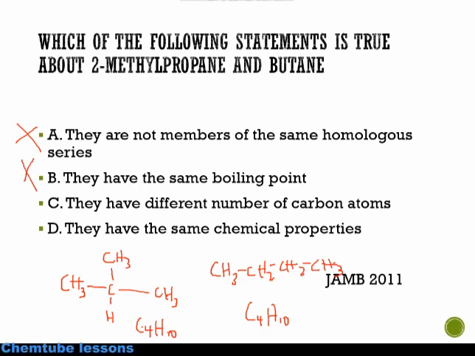So C, they have different numbers of carbon atoms. No, the carbon atoms are the same. This is wrong. They have the same chemical properties. Now this is correct, because compounds that belong to the same homologous series tend to have the same chemical properties.